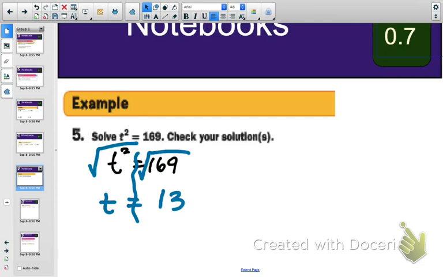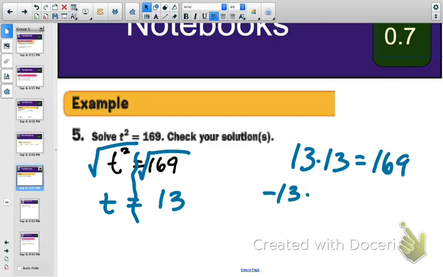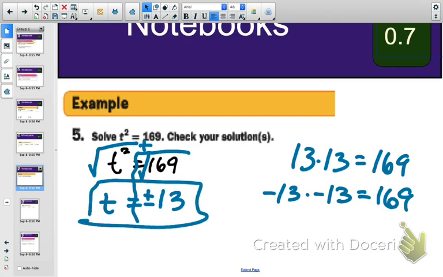However, if you think about it, 13 times 13 is 169. Also, negative 13 times negative 13 is 169 positive. So because of that, whenever you are square rooting in an equation like this, you have to put in a plus or minus in front of the square root. So we get t equals plus or minus 13. So it could be positive 13, it could be negative 13.